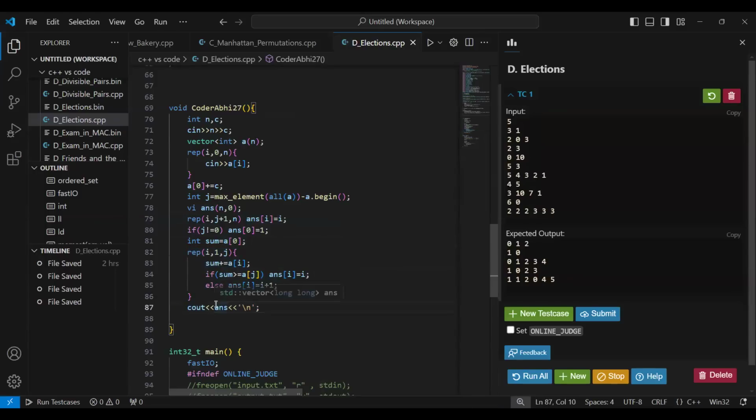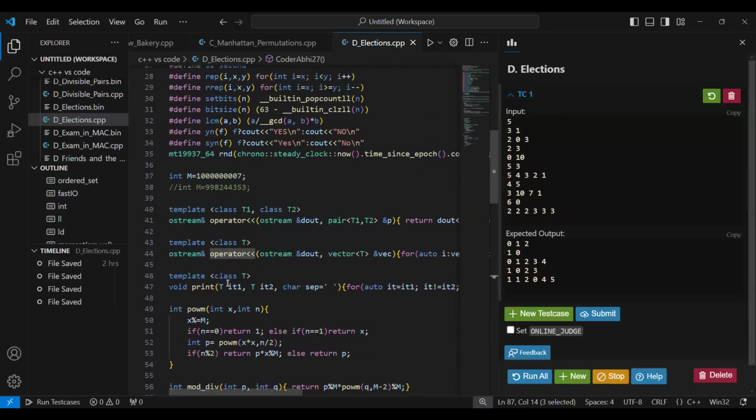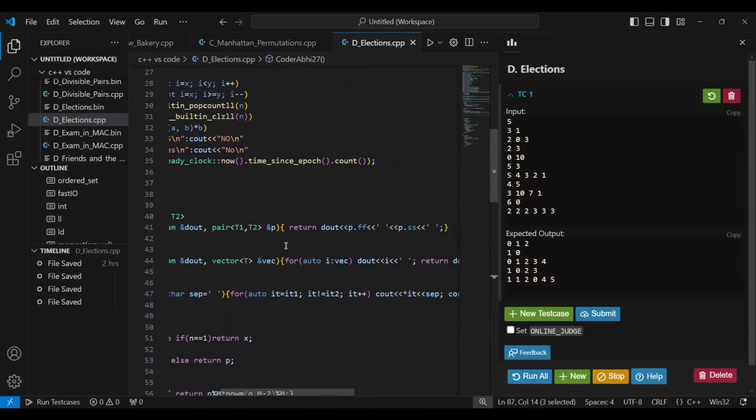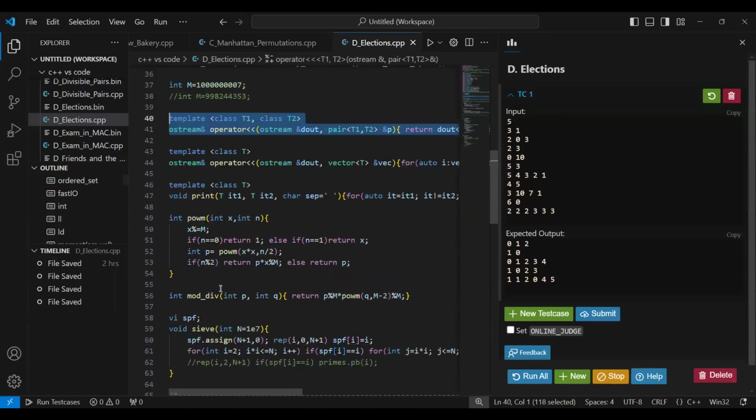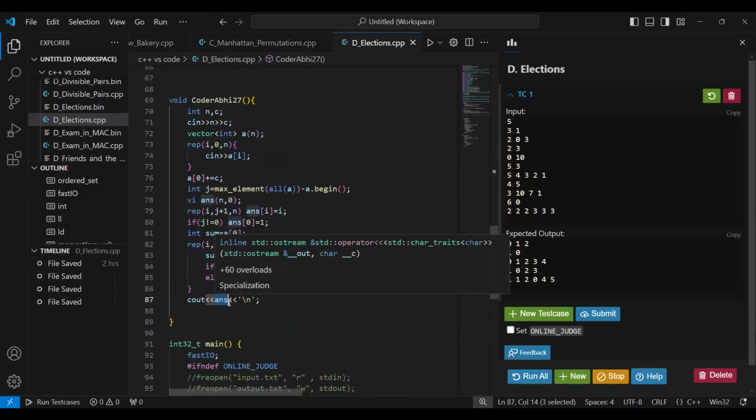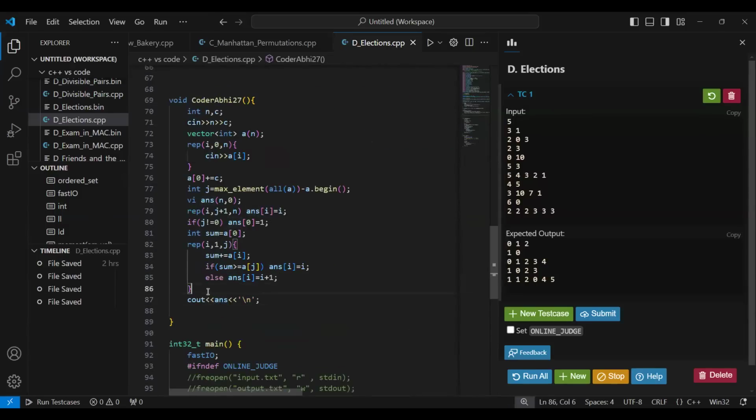So here I'm just doing cout answer. I have already defined and overloaded cout for any vector, so you can just run a loop and print all the elements for that. You can do it like that. So this was the code for the fourth problem.